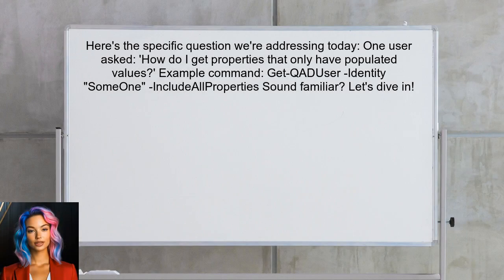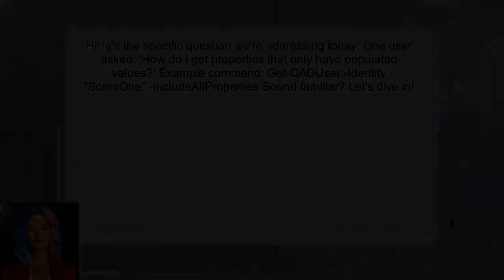Here's the specific question we're addressing today. One user asked, "How do I get properties that only have populated values?" They provided an example using the command getQuadUser with the include all properties flag. Sound familiar? If you're looking for a solution, let's dive in.